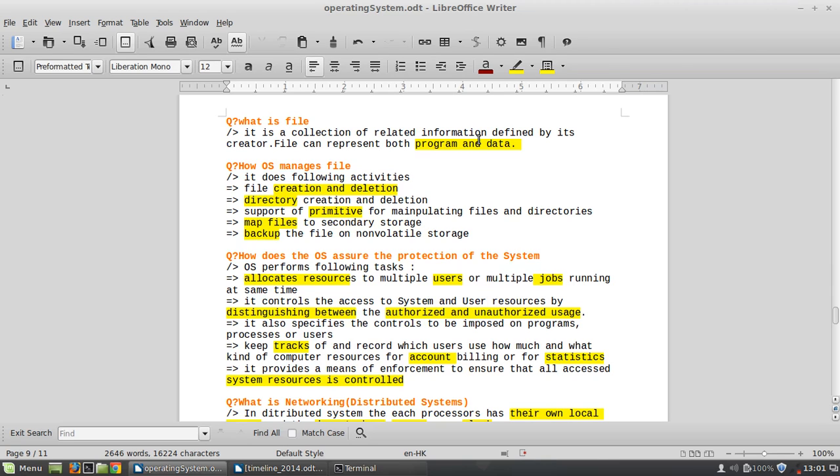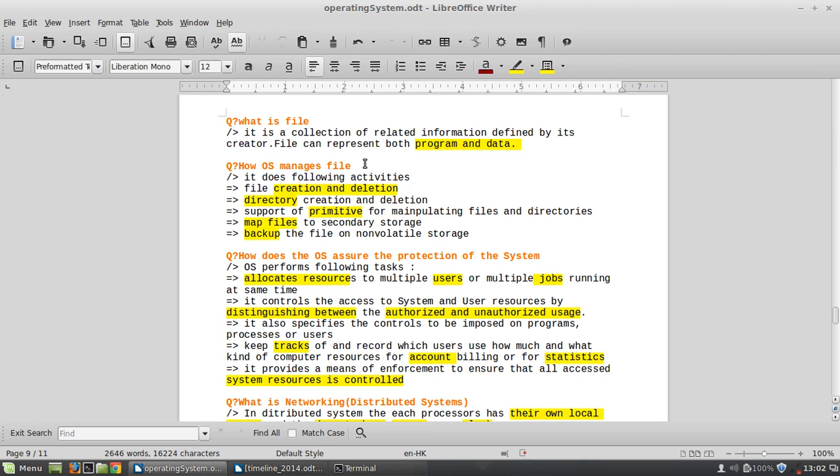So what is the file then? It is just a collection of related information defined by its creator. So a file can be something like a program or data. A program that you run is also a file, whereas any data that you store is also a file. So everything is stored in a file. In an operating system, everything is a file. Programs, all the software that you run, is also a file. Anything that runs is stored in a file in the operating system.